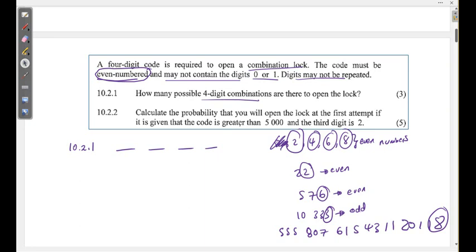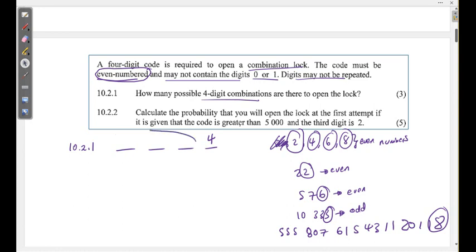You understand me? So that is what the word even numbered means. It means your code here must be even numbered, which means here you must have either a 2, or a 4, or a 6, or an 8. So how many options do you have for the last part? You have 4 options, right? You can choose either one of these.